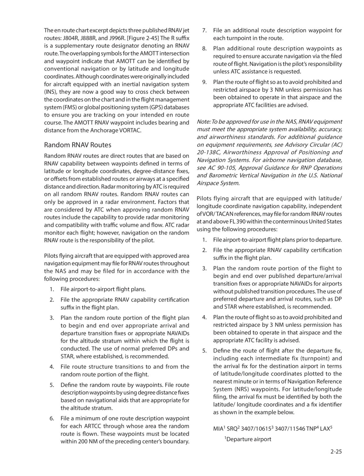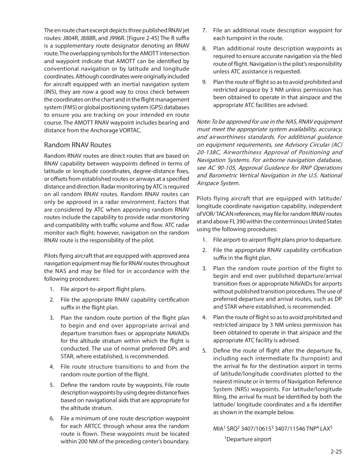The overlapping symbols for the AMET intersection and waypoint indicate that AMET can be identified by conventional navigation or by latitude and longitude coordinates. Although coordinates were originally included for aircraft equipped with an inertial navigation system, INS, they are now a good way to cross-check between the coordinates on the chart and in the Flight Management System, FMS, or Global Positioning System, GPS, databases to ensure you are tracking on your intended en route course. The AMET RNP waypoint includes bearing and distance from the anchoring VORTAC.